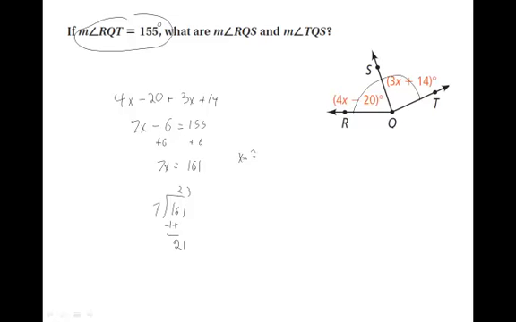So x is equal to 23. You might think, oh, well, that's 23 degrees. That's right here. But that's not true. They're not asking for x. They're asking for the measurement of RQS, then of TQS.